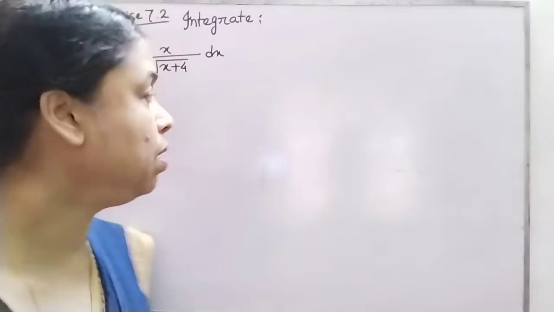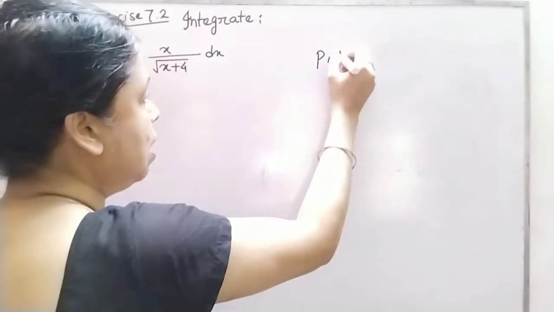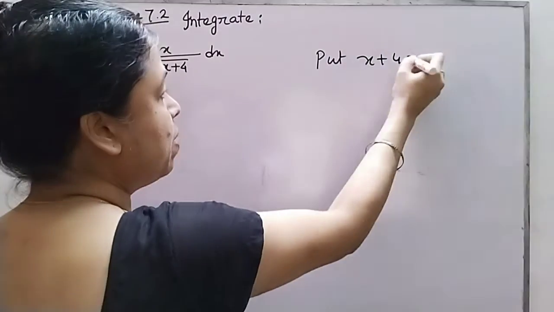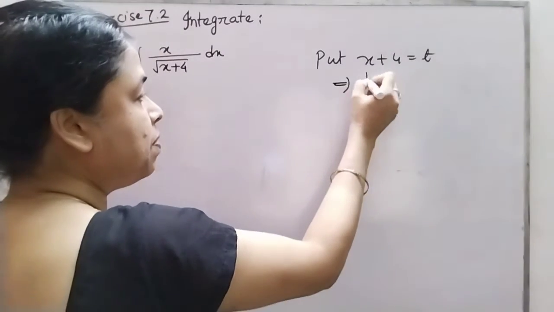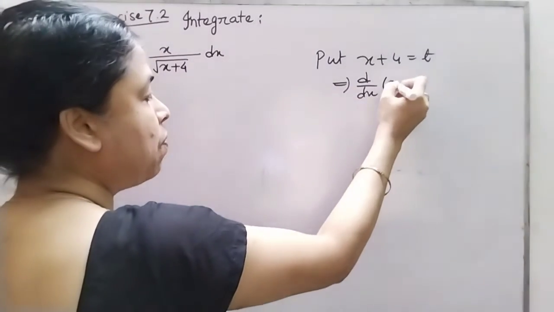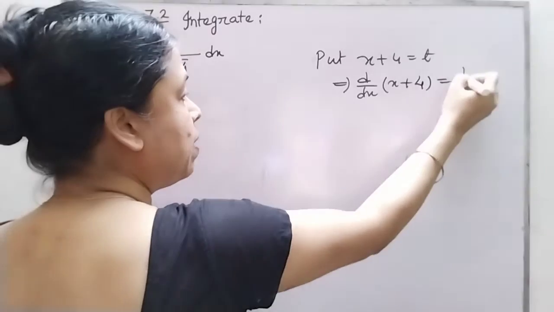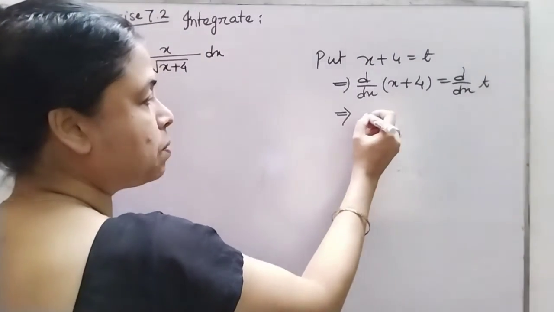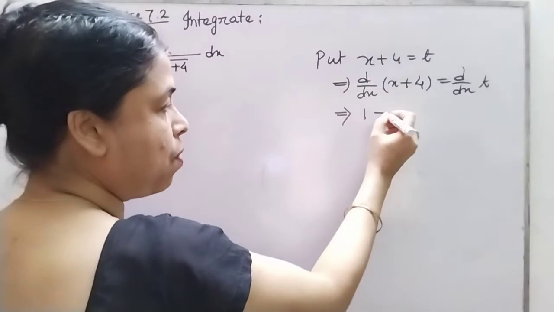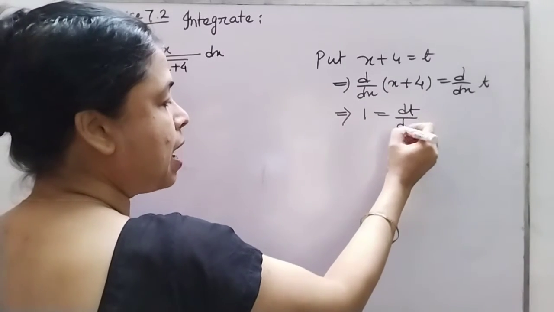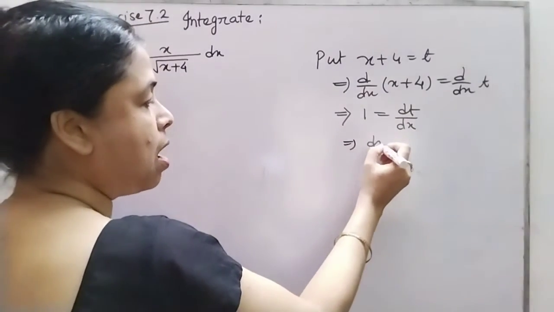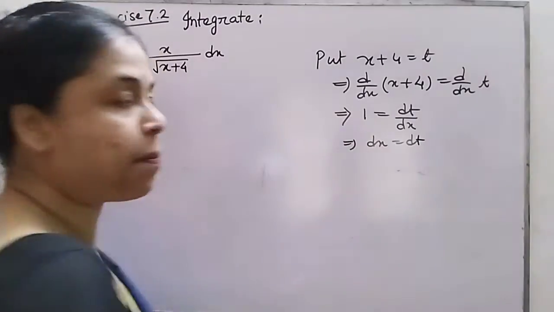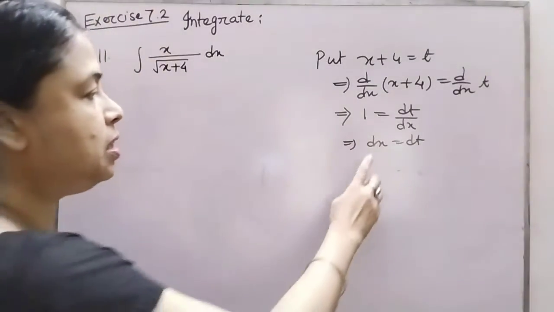So I have to use here the substitution x plus 4 is equal to t. Take derivative, that is what? d/dx of x plus 4 is equal to d/dx of t. Then d/dx of x is 1, d/dx of plus 4 is 0. On the right side we will have dt/dx. And on cross multiplication, that is separating the variables, we get dx equal to dt.